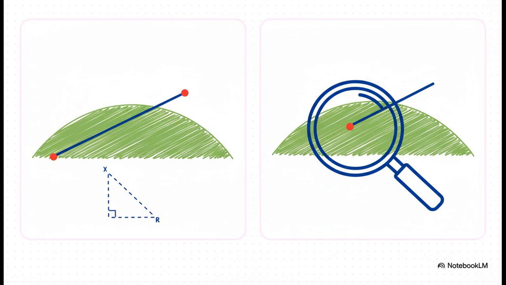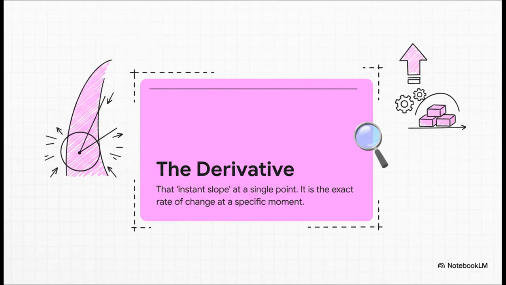But what if you wanted to know the exact steepness right where you're standing, at one single tiny precise point? Now that is a much harder question to answer. And this is exactly where the derivative comes in. It's the mathematical tool that lets us answer that tricky question. It's like having a magical magnifying glass that lets us zoom in infinitely close to one single point on a curve and find its exact instantaneous steepness.